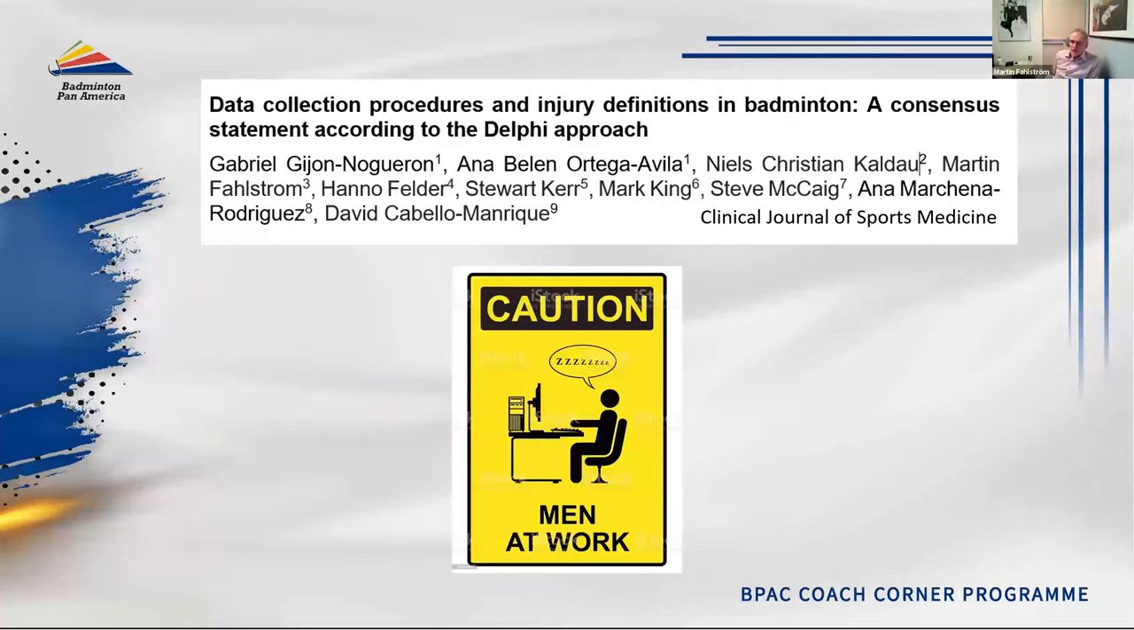A few years ago, 2 years ago, supported by BWF, we started a serious attempt to get a solid base for injury definitions to make the injury reports more solid and scientific. So a lot of authors work together. And we made a Delphi approach. That means you have a definition, you send it to a lot of experts that give their opinion, you get it back, you work with the definition, you send it out again, and so on. And after three rounds, you get some kind of consensus. What is the injury? How do you define it?